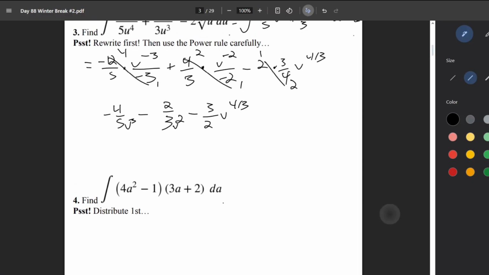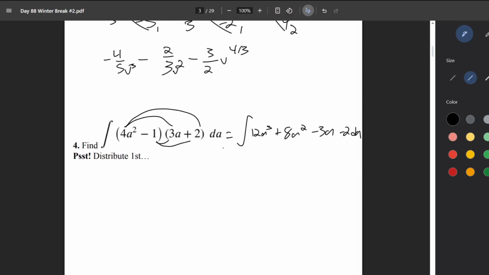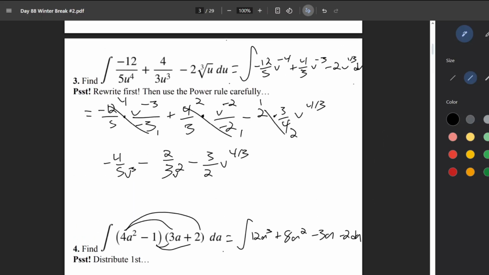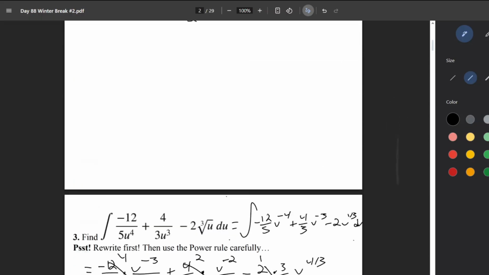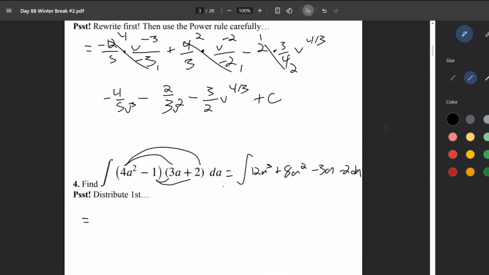For this one, we want to distribute, as it says here in the hints. So FOIL, this would be 12a to the third power plus 8a squared minus 3a, then minus 2 da. Did I add plus c on this one? Oops. I always remember to add plus c, but I still forget sometimes. I think I added them on the rest.